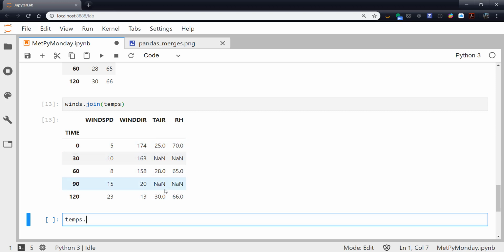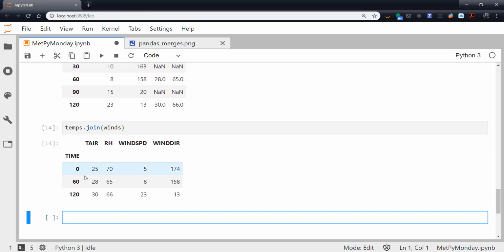If I call temps.join(winds), we only keep the indices from the left side, temps, unless I were to specify in here how equals right or how equals outer. So this is one of those cases where the order that you call these matters. So winds.join or temps.join produces a different result. I find it very useful to experiment with functions like this with some small fake data sets until I really understand what they're doing, so I don't make mistakes when I'm doing my real analysis.